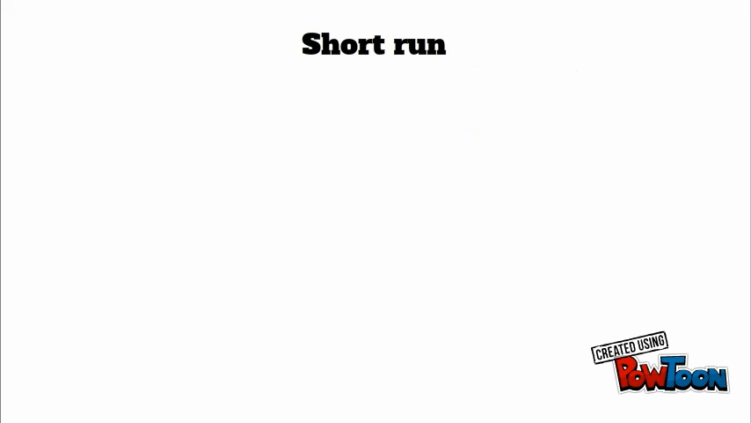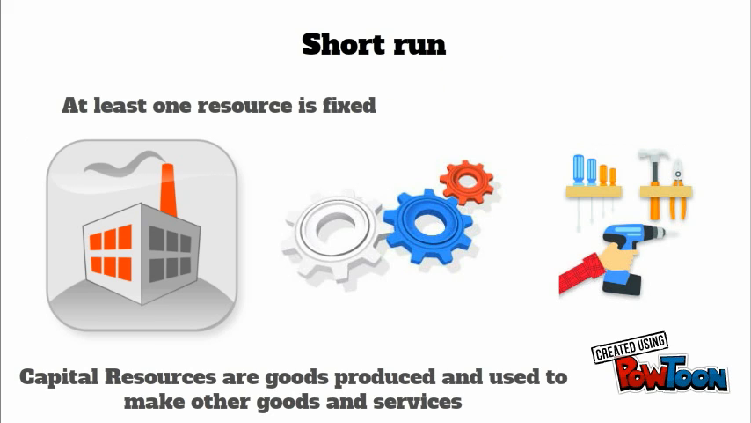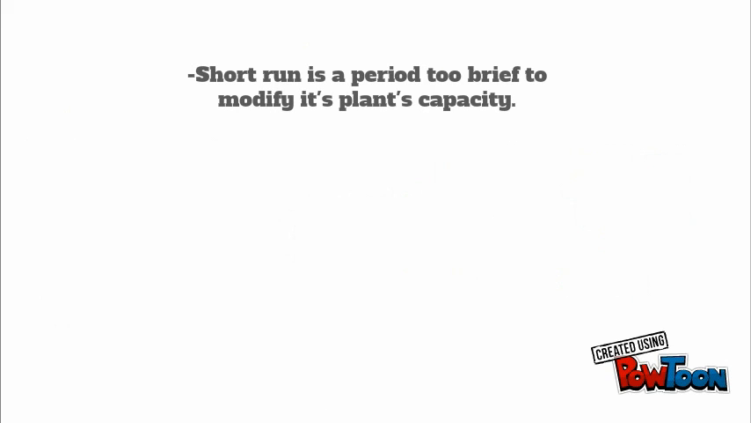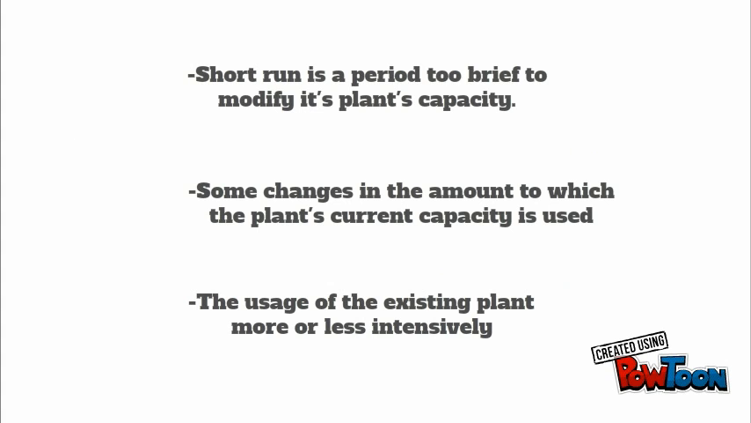In the short run, at least one resource is fixed, meaning usually the planned capacity, such as the size of the factory or building, amount of machinery and equipment, and other capital resources. Short run is a period too brief for a firm to modify its planned capacity. However, it is long enough to allow some changes in the amount to which the planned current capacity is used.